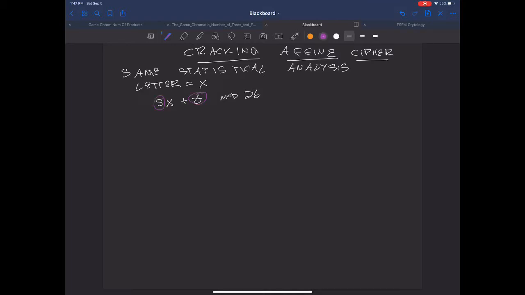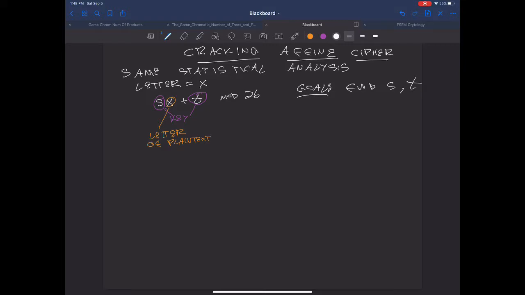S and T, those are our keys. X, that's the letter of the plain text. This is how we take a letter from our plain text and encrypt it into a letter from the ciphertext. So the goal in breaking this encryption is we want to find the keys, S and T.